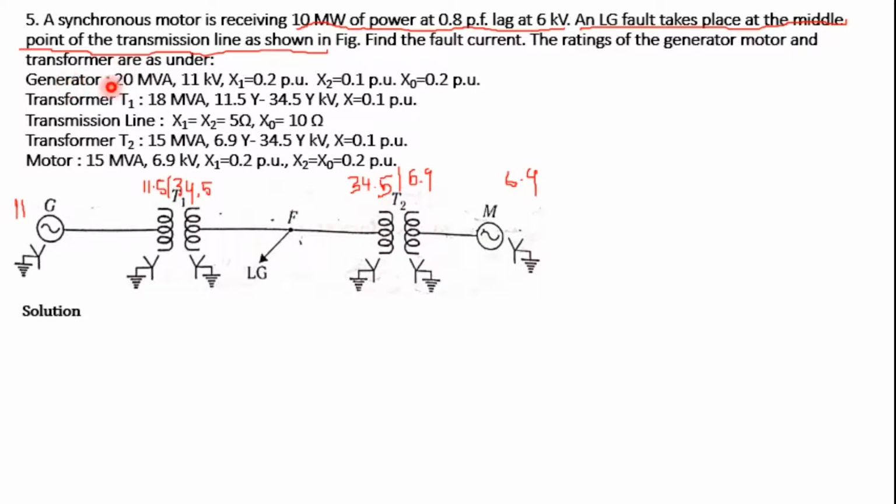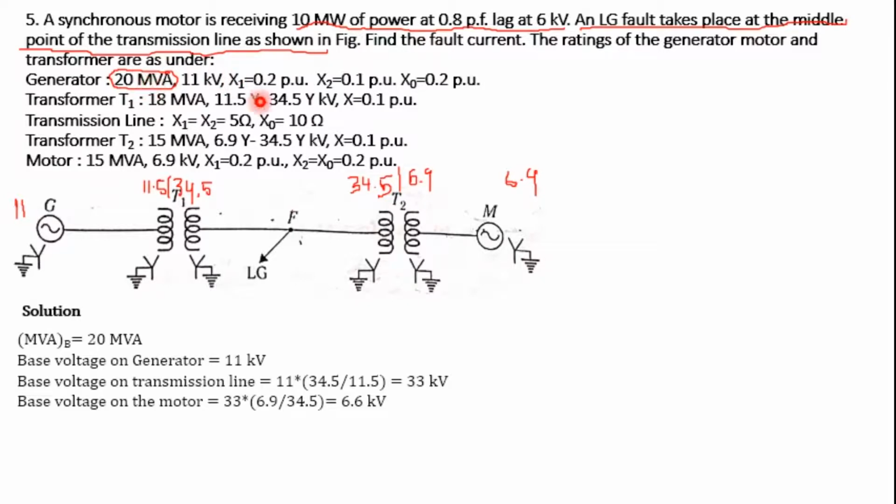Look into the generator, transformer T1, transformer T2 and the motor. Generator G has the highest rating, that is 20 MVA. That's why we consider this as the base. So base MVA is 20 MVA, and the voltage on generator G1 is 11 kV. So let us consider that. This is the new MVA.